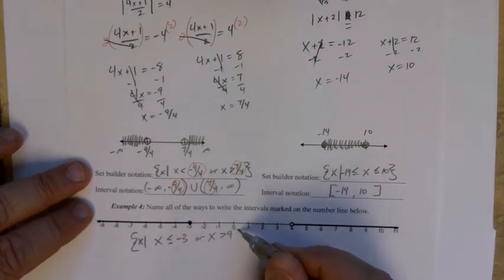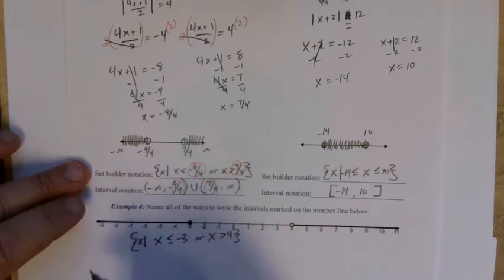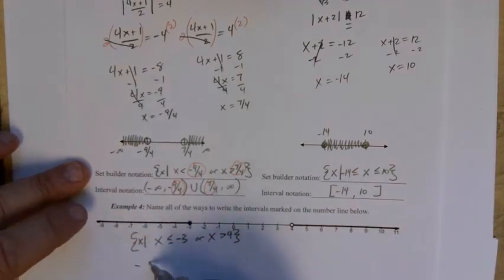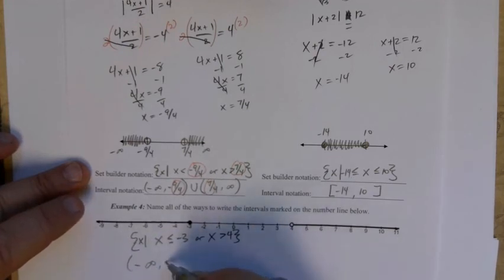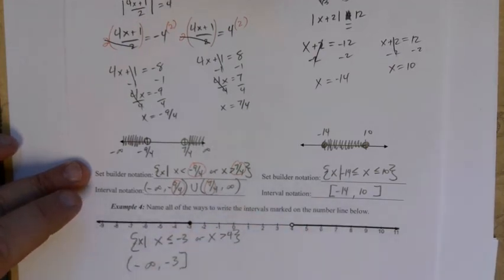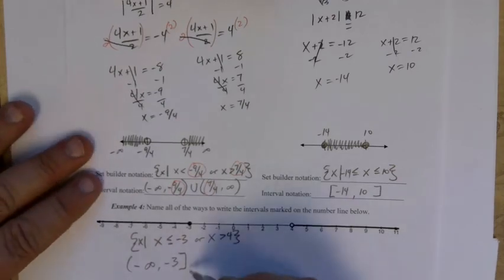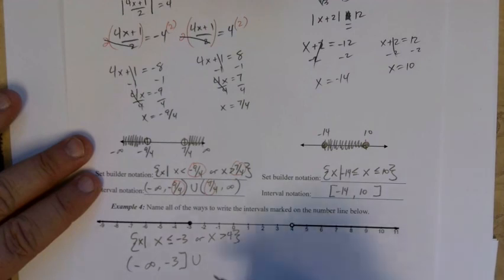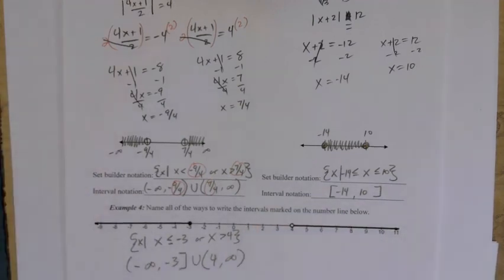In interval notation, I have start and stop. So this starts all the way down at negative infinity, and it goes to negative 3, which has a bracket on it because it is a solid dot. Union, this has an open circle, so it's parentheses, 4 all the way up to infinity. And there's the three ways I can represent that particular statement. Okay, I guess I could relate them verbally, that this is all numbers less than or equal to negative 3, or all numbers bigger than 4.